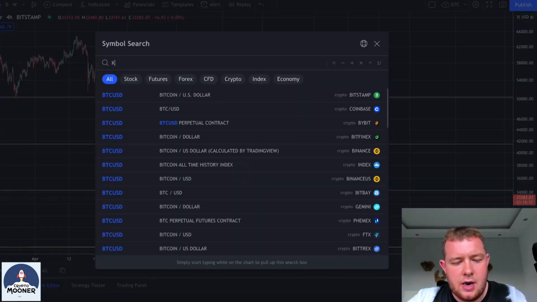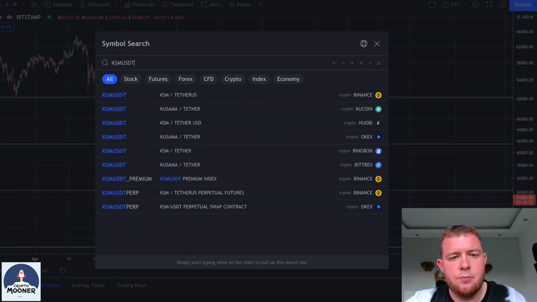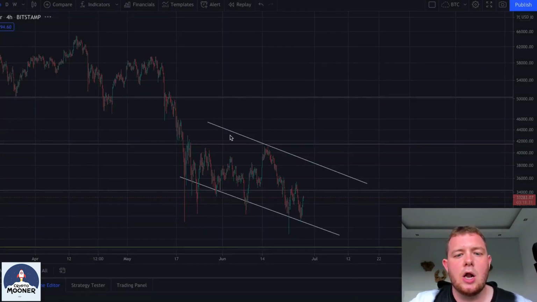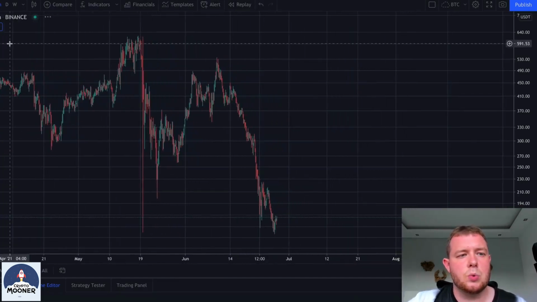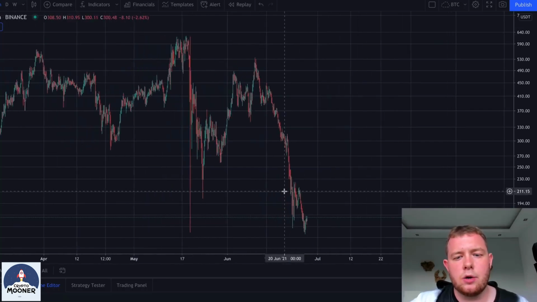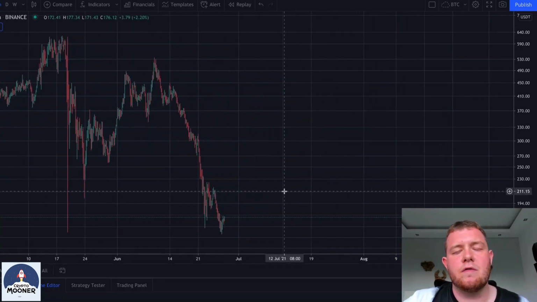Then we type in here KSM USDT, like so, and it's on the Binance exchange. Let's click that and take a look at the chart. The first thing that we're going to do once we open this chart is go to the 4-hour chart, as that gives us a lot of information on an easy to manage time frame.